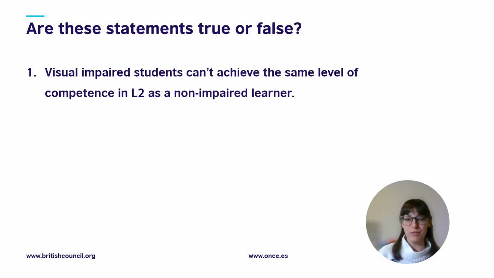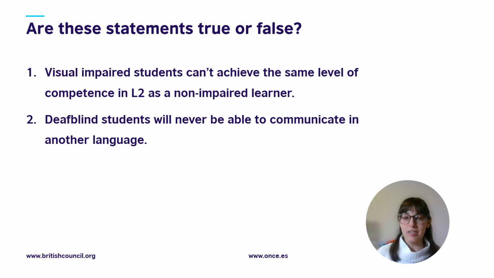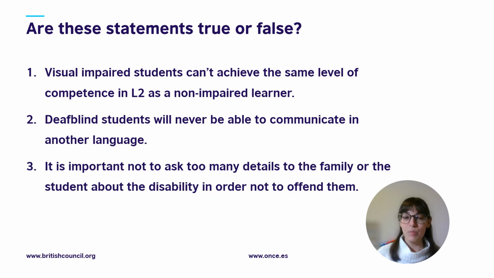Okay, so here you've got the first one. It says: visually impaired students can't achieve the same level of competence in a foreign language as a non-impaired learner. Deaf-blind students will never be able to communicate in another language, and it is important not to ask too many details of the family or the student about the disability in order not to offend them. So, as I say, take your time, have a couple of seconds before you comment, and I will explain them in the following slides.